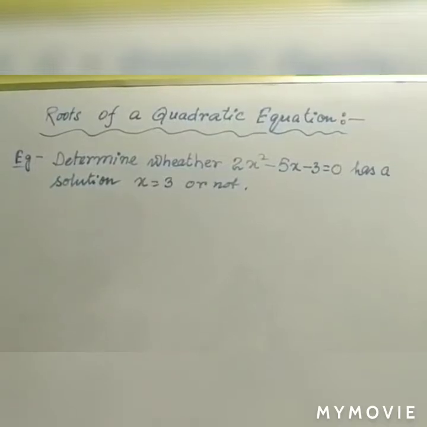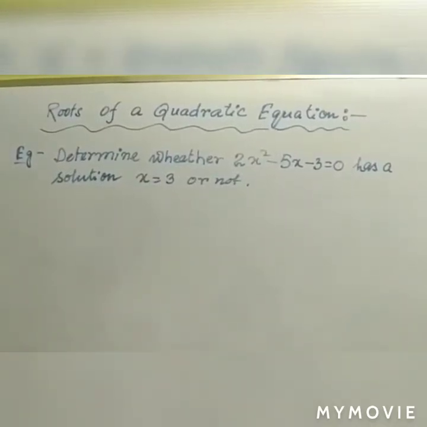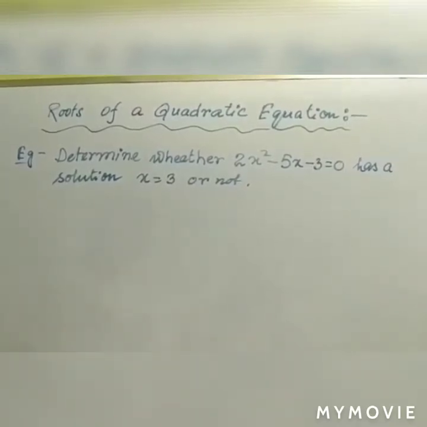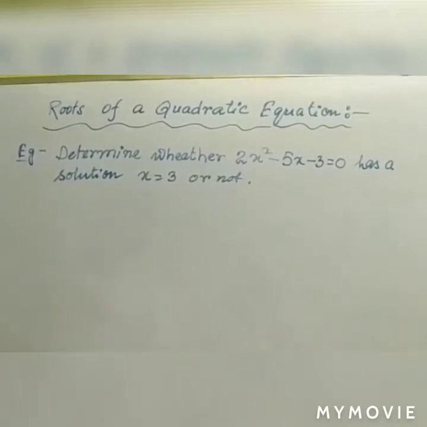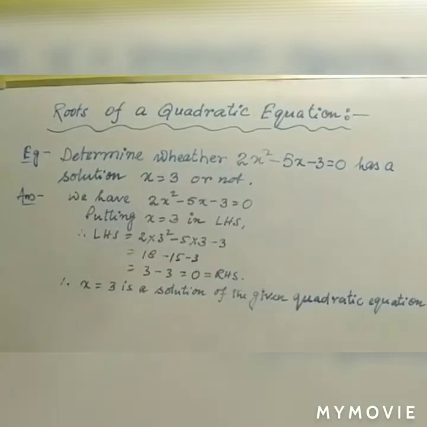See an example. Determine whether 2x square minus 5x minus 3 equals to 0 has a solution x equals to 3 or not. That means we need to see whether x equals to 3 is a solution of the given quadratic equation 2x square minus 5x minus 3 equals to 0 or not. So let us see the answer of it.